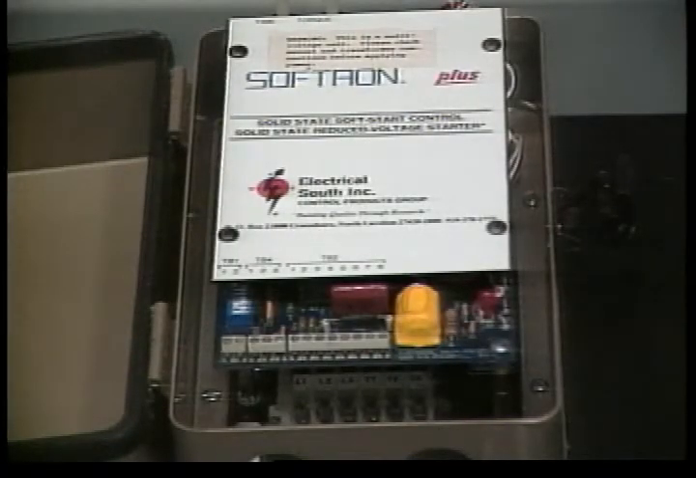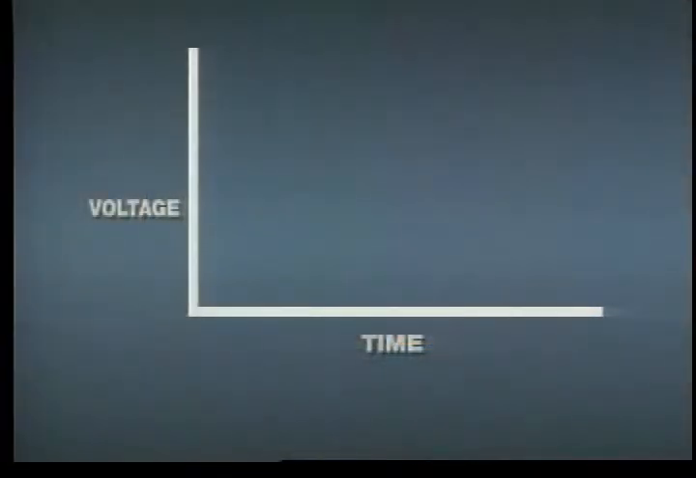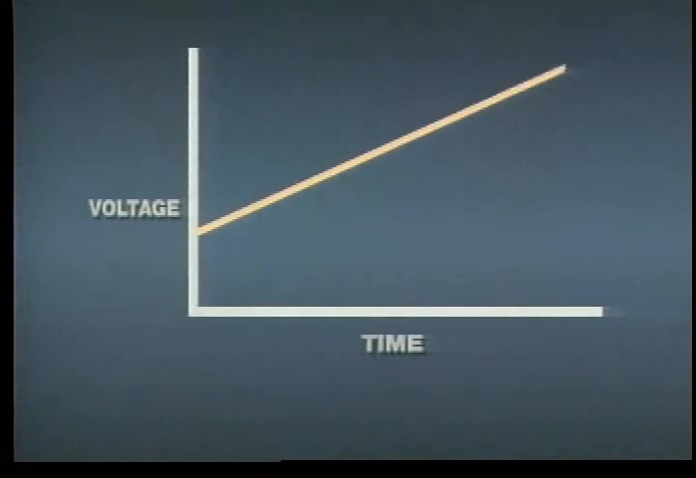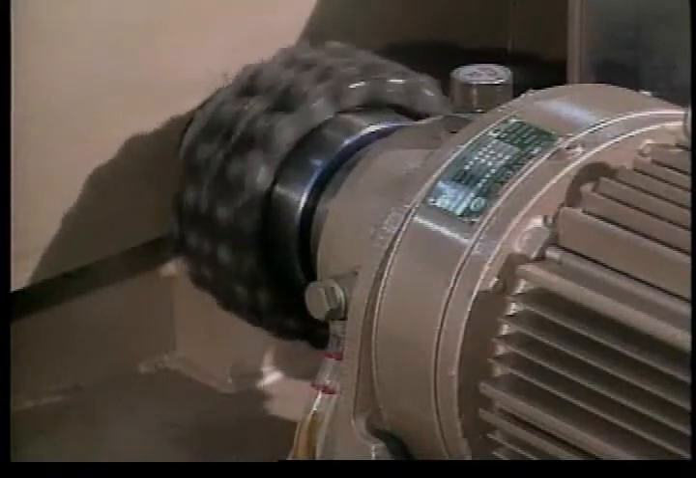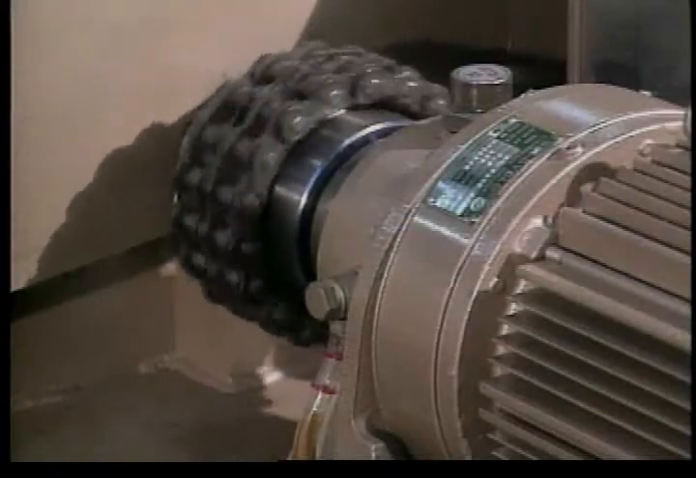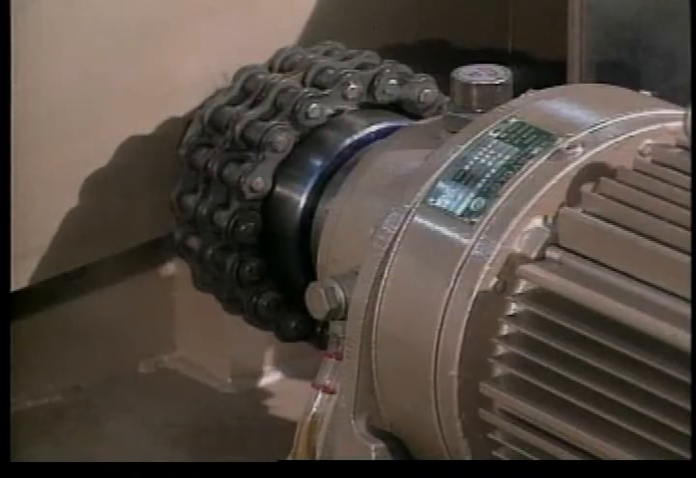By contrast, this torque controller, or soft starter as it's sometimes called, gradually raises voltage in a nearly stepless ramp. This allows the motor to reach full speed and torque very smoothly, and the startup can be repeated frequently without damage to the motor.